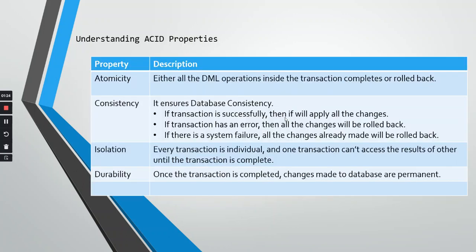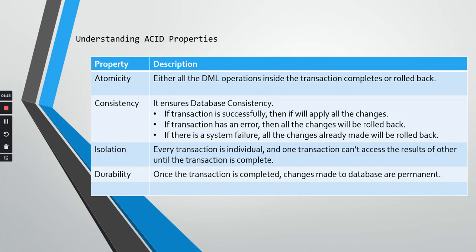Let us see each one of them in detail. So what is atomicity? It is like a transaction only. Either all the DML operations inside the transaction complete, or they roll back. As I told you, within a transaction, if there are 10 DML operations, and on the 10th DML operation something goes wrong, then the changes made by all other DML operations within the transaction would get rolled back. Nothing would get saved.